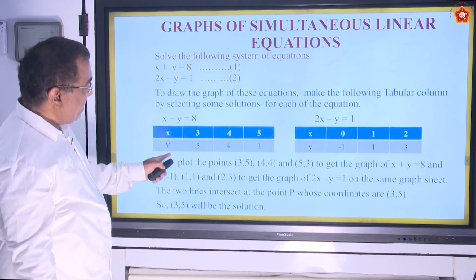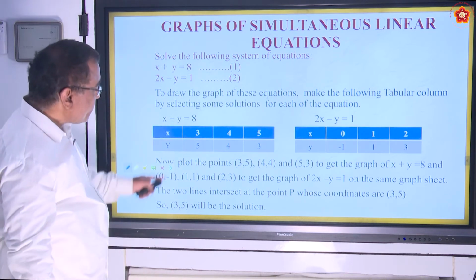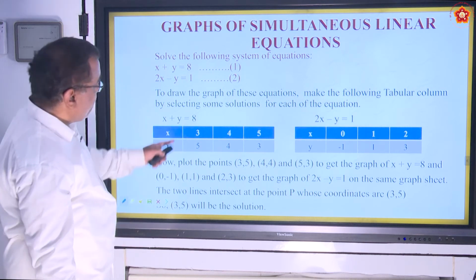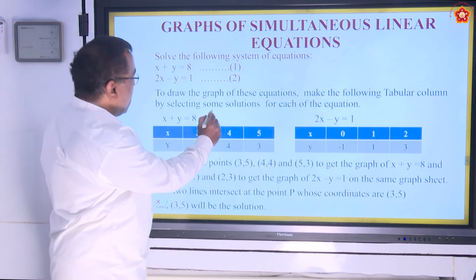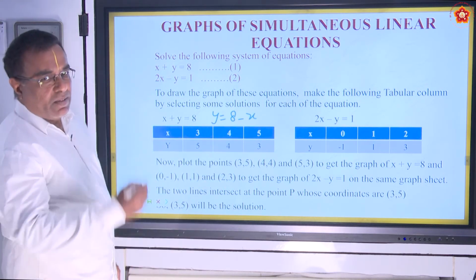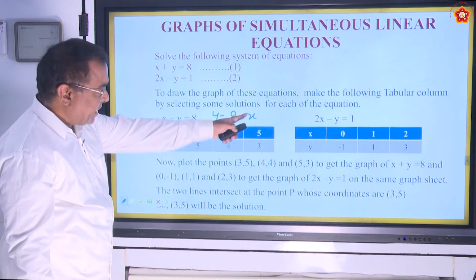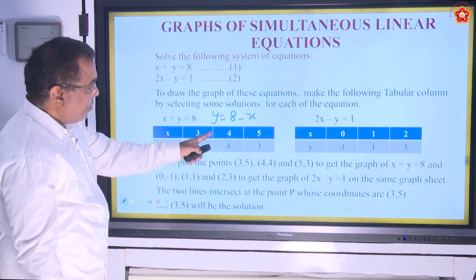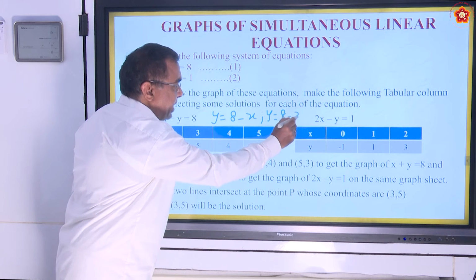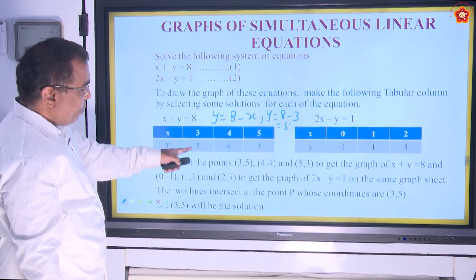and we are getting the values of y. Suppose x equals... you can observe from this that you can write the y value as equal to 8 minus x, correct? So like we have done earlier, we will start substituting the values of x. If x equals 3, what happens? The y value will be 8 minus 3, that will be 5. So that's why we write the corresponding y value as 5.